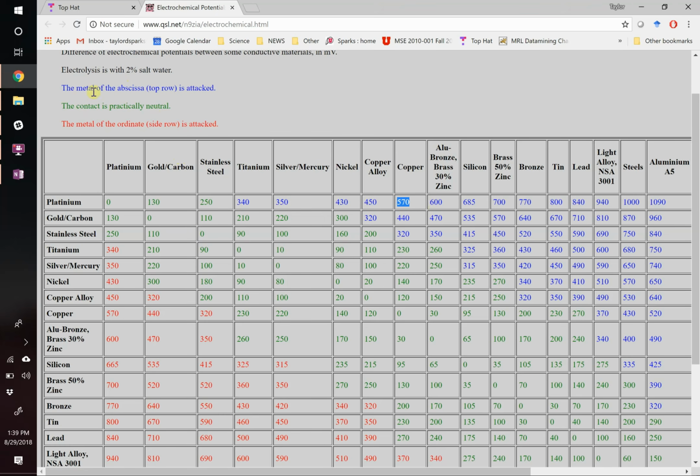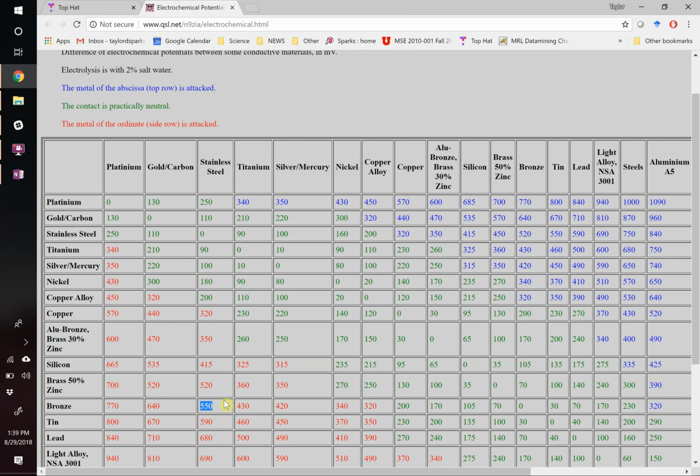Blue means the metal of the abscissa, or that top row, gets attacked. So if I combined copper and platinum electrochemically, then the copper is going to get corroded, right? Meanwhile, over here, red means that the side row will. So if I combine bronze with, say, steel, if I weld bronze and steel together and let it do its thing and corrode, I'm going to find that the bronze corrodes instead of the steel, right? So these tables are really handy. They're called galvanic series. There's one in the book, and we're going to talk about them a little bit more on the next homework.